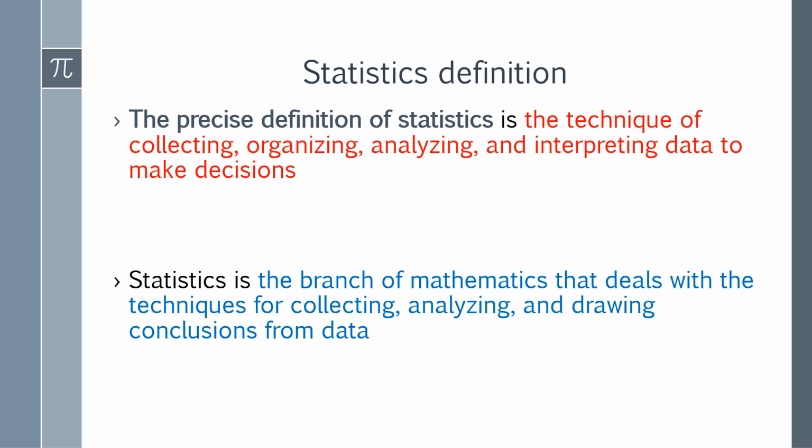All right. So this is more about the statistics definition. We, as statisticians, define statistics very differently, but they use the same keywords, if you notice. The precise definition of statistics is the technique of collecting, organizing, analyzing, and interpreting data to make decisions. But if you go to Google, you will see statistics defined as the branch of mathematics that deals with techniques for collecting, analyzing, and drawing conclusions from the data. Different, right? But they all mean the same thing.